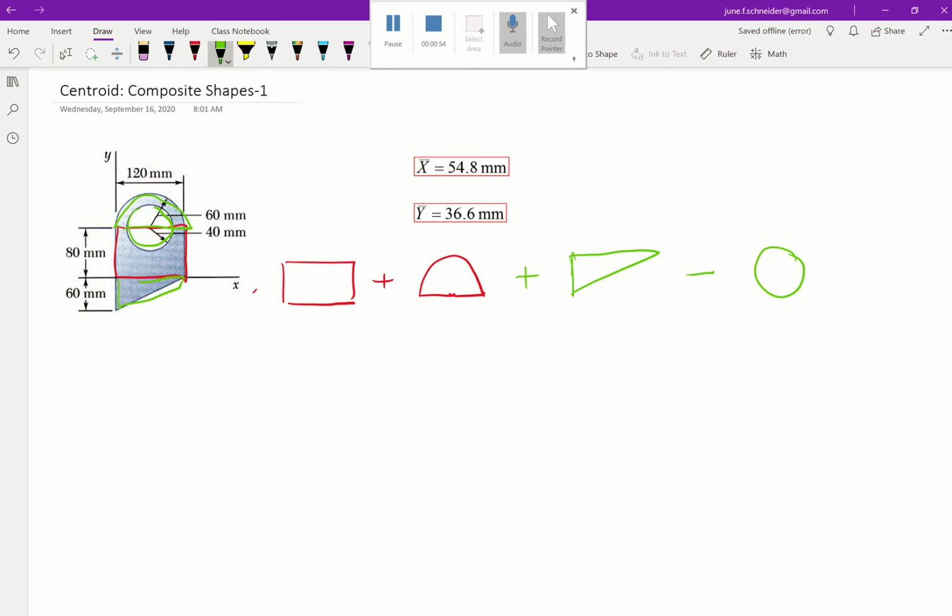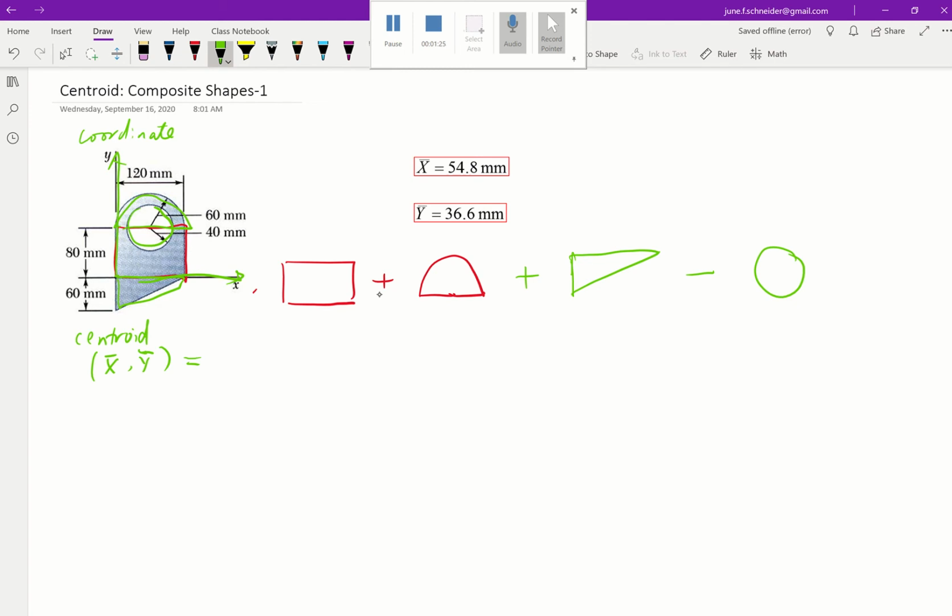Now, in the previous video we talked about how, in order to find a centroid, which is a point, the point is defined by x and y coordinates. So x bar and y bar is going to be the centroid we're solving. And in order to find a coordinate, we have to have a coordinate system, which this problem already gave to us: x right here and y right here.